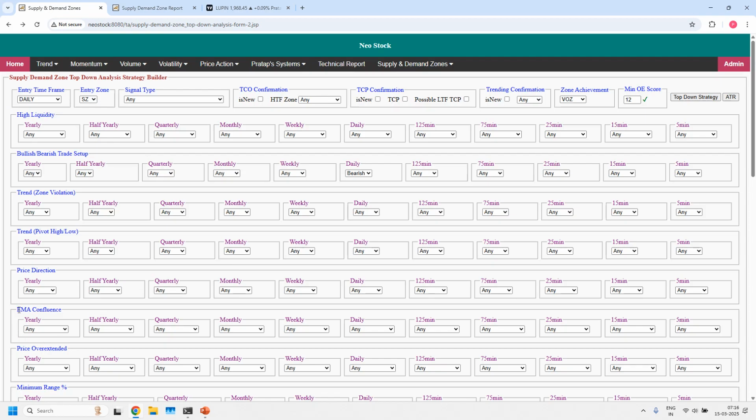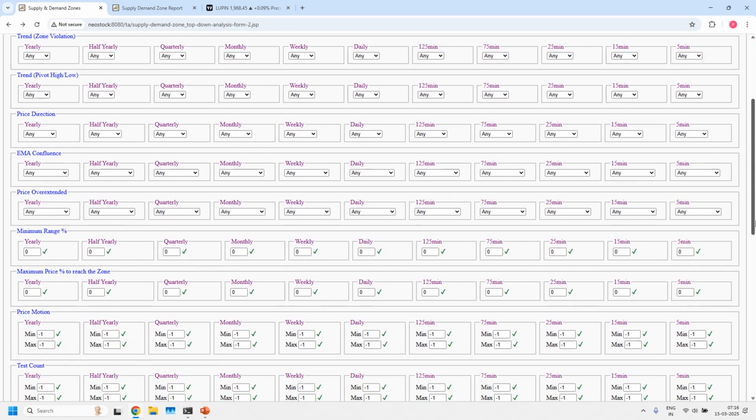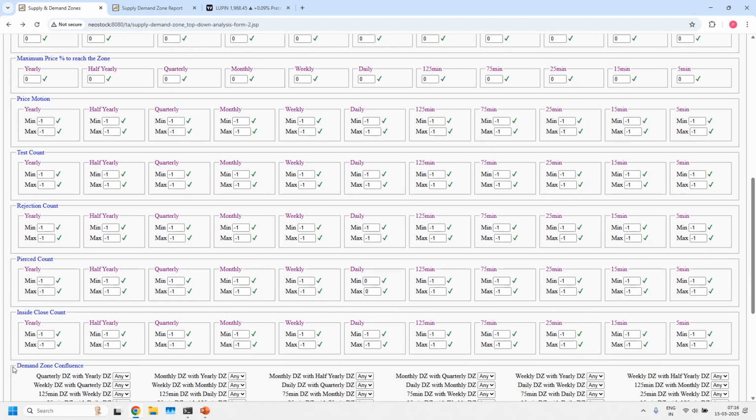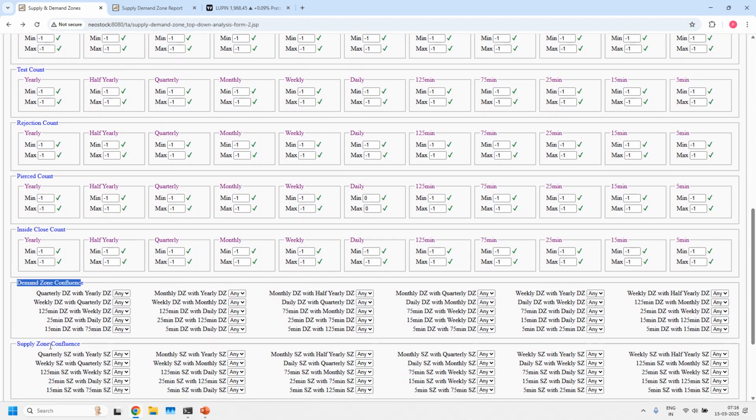In the EMA confluence section, see, this is demand zone confluence, right? Below we have supply zone confluence. All these are supply zone confluence filters. What filter are we going to apply? The first filter is LTF and ITF supply zone confluence. That means daily and weekly supply zone confluence. Daily supply zone with weekly supply zone confluence. Now I am enabling that filter. So this filter is enabled.